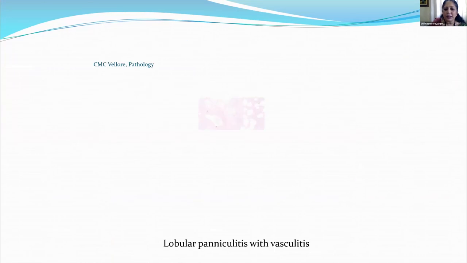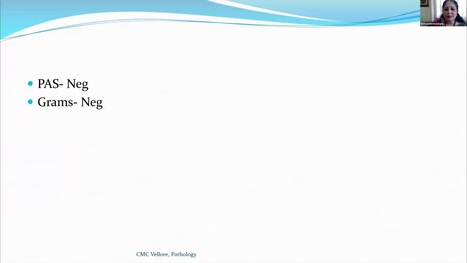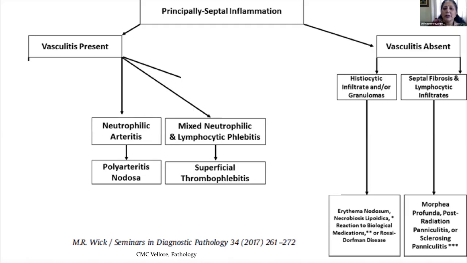So let me end. So to summarize, first thing you ask yourself, is it septal or lobular? Remember, septal and lobular have equal distribution in adults. Lobular is more common in children. Next thing you ask yourself, is vasculitis present or not? If vasculitis is present, what is the infiltrate which is there, and what vessel is involved?